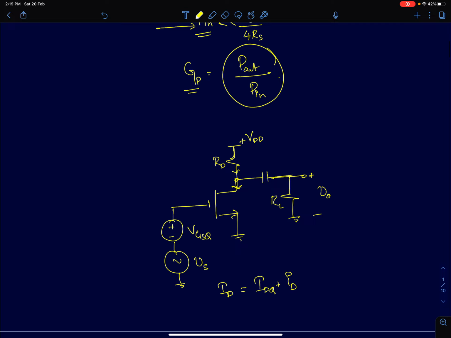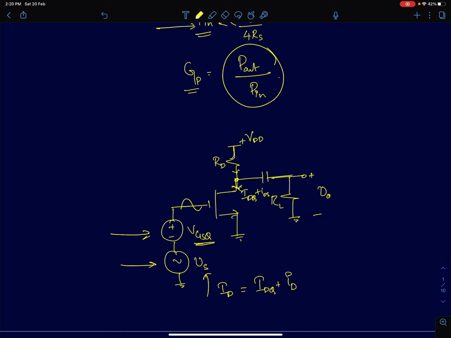Now let's consider this simple common source amplifier where I've applied the input signal with some DC coupling. VGSQ is the DC voltage, Vs is the AC signal, and the load resistance here is capacitively coupled. So we know that for small signals, if you apply a small signal voltage, there is going to be a DC current plus a small signal current.